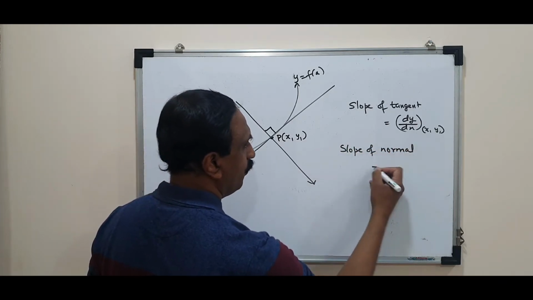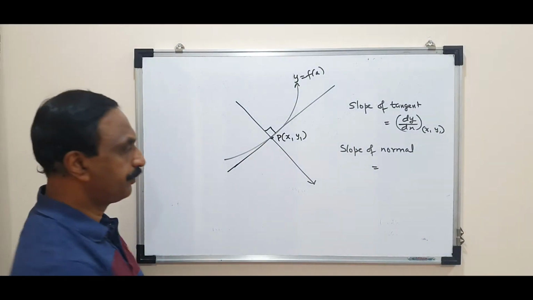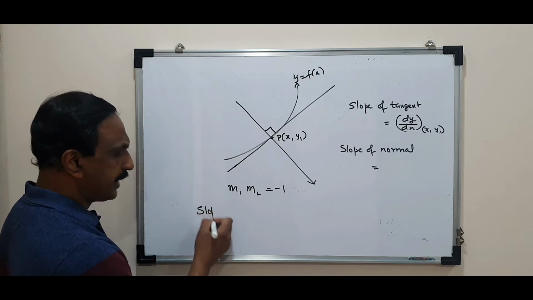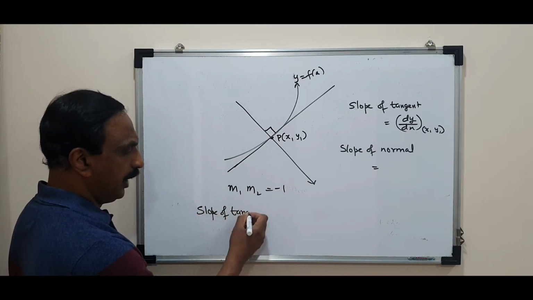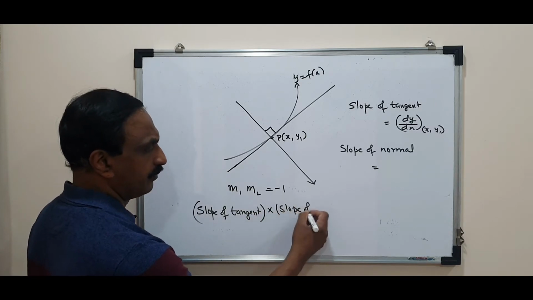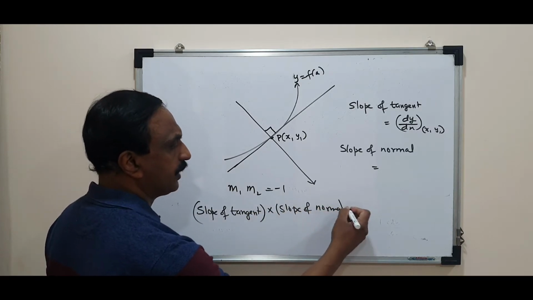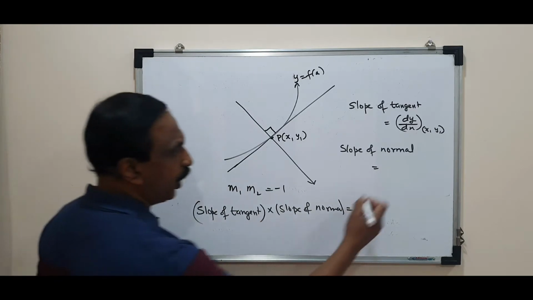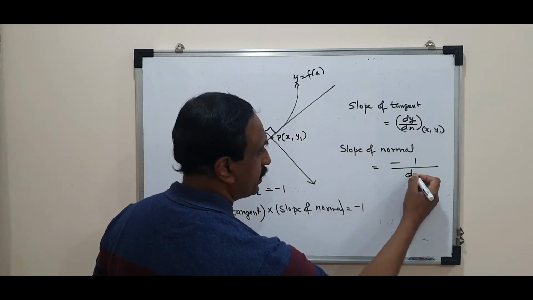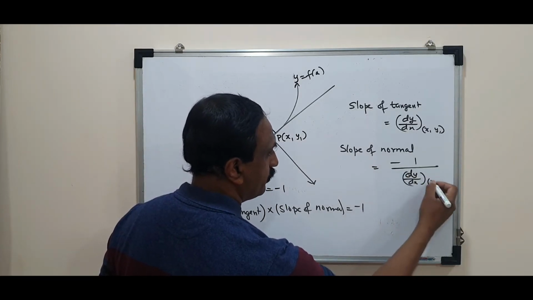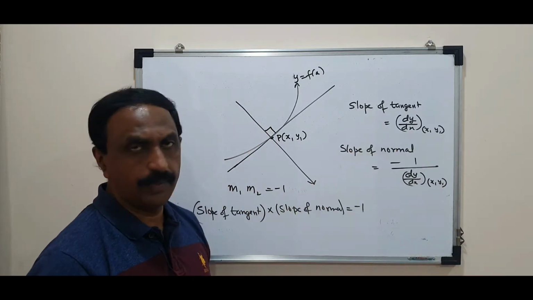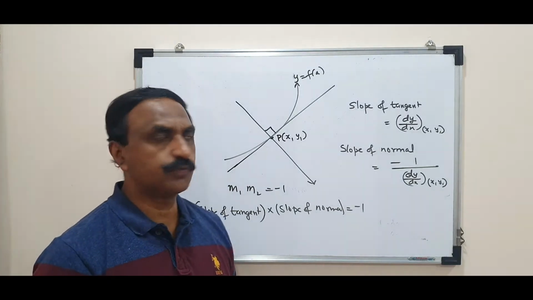We know that whenever two lines are perpendicular, the product of the slopes will be minus 1. So slope of tangent into slope of the normal should give me minus 1. So slope of the normal will be minus 1 upon slope of the tangent, which is dy by dx at x1, y1. So we can calculate the slope of the tangent by using this formula, and the slope of the normal by using this formula.